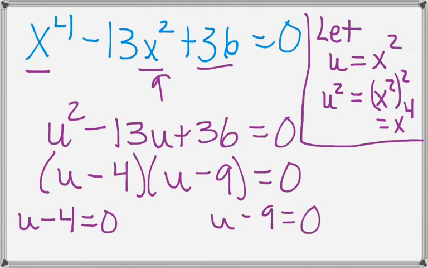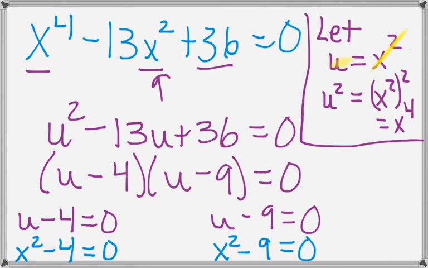Now the thing we want to remember is we weren't actually trying to solve for u, right? The original equation had x, so we actually want to solve this for x. So at some point, it doesn't matter entirely when, but at some point you want to go back and replace those u's with x squared, because then you will be able to solve for x. So u was equal to x squared. So really what we're solving here is x squared minus 4 equals 0, and x squared minus 9 equals 0.